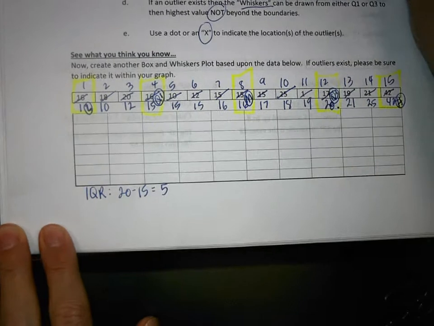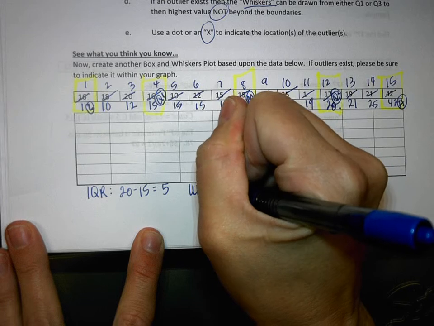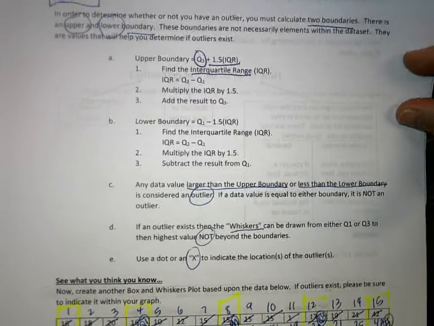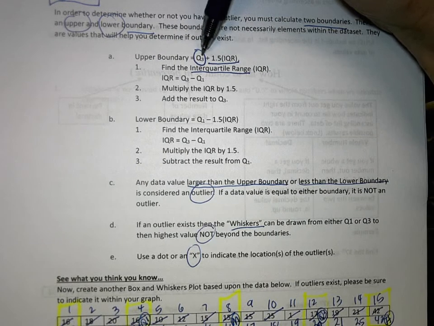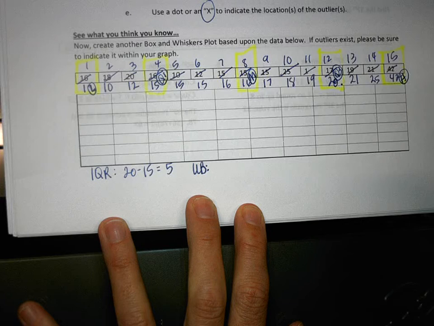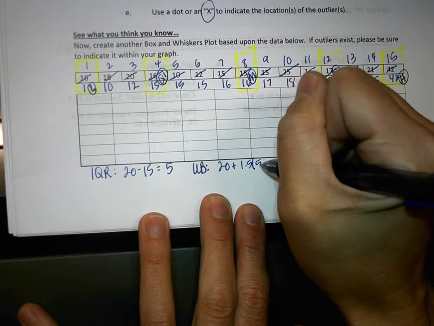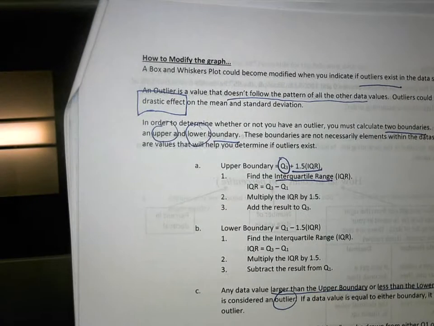Now again, looking back, let's start with our upper boundary. So I'm going to label that as UB. For finding our upper boundary, we're taking our Q3 value, and then we're adding it to 1.5 times the IQR. Okay? So what values am I going to write? 20 plus, good, 1.5 times 5. And that's based on the equation that we have right here for my upper boundary.